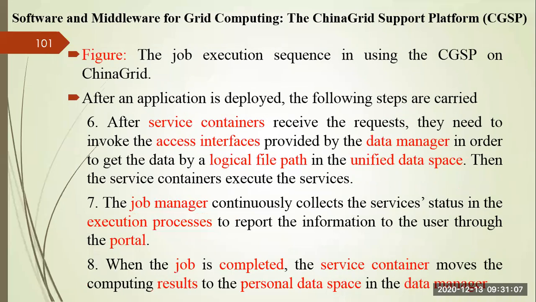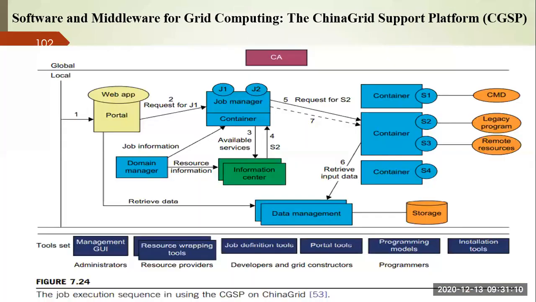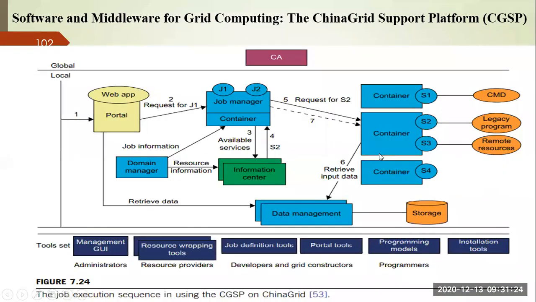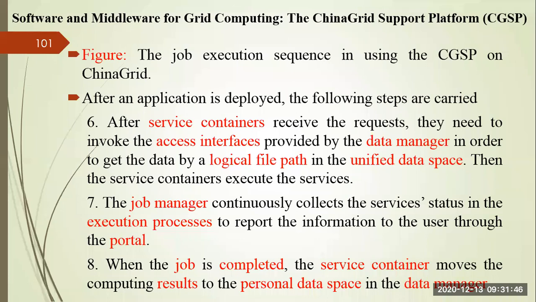The next step is the service container receives the request. You can see there are a lot of service containers. So they are receiving the request. Okay. And once they receive the request, they need to invoke the SS interface provided by the data manager, right? They are invoking the data managers. They are retrieving the input data from the data management and accordingly they are going to provide you the services, right? Then the service container is going to execute the services. Once the data is collected from the data manager, it starts working on that particular service, right? That is done in the sixth step.